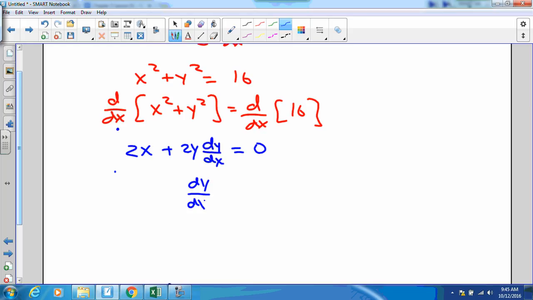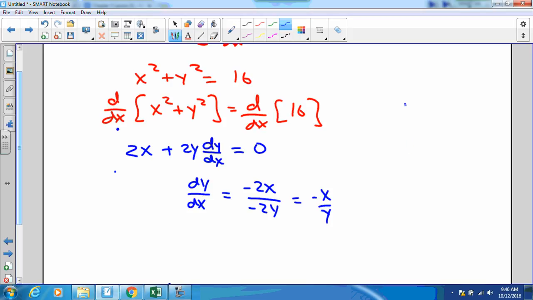And so when we solve for dy/dx algebraically, what we get is this expression right here, negative x over y. This is a really interesting expression because what it does is define the slope of the tangent line in terms of the entire point, x and y, not just x.